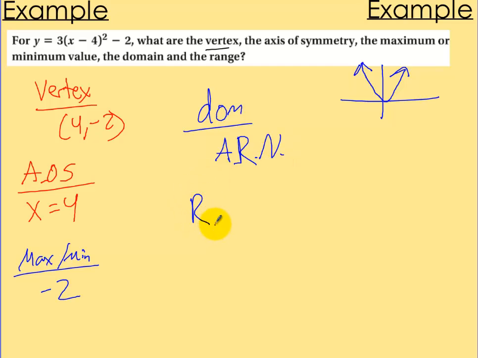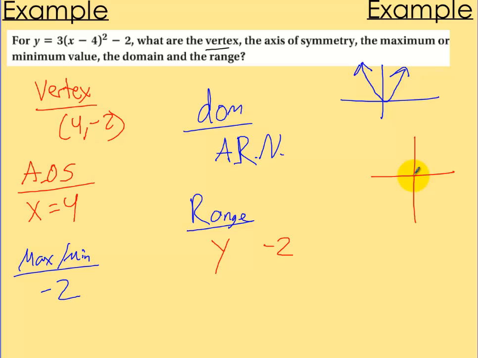Now the range in this case is all the y values. So what you have to do is you start at the vertex. What's the y value at the vertex? -2. The y value at the vertex is -2. So you might have to sketch this a little bit. And the neat thing is we can just kind of do the sketch.